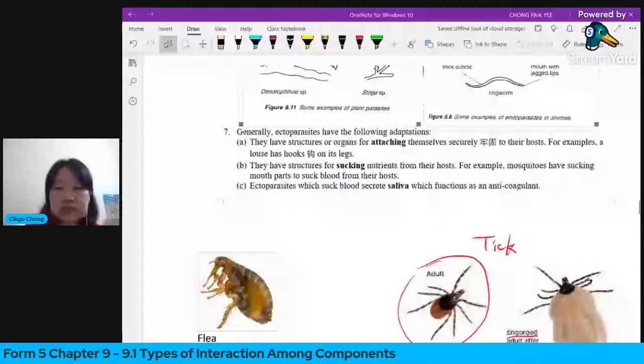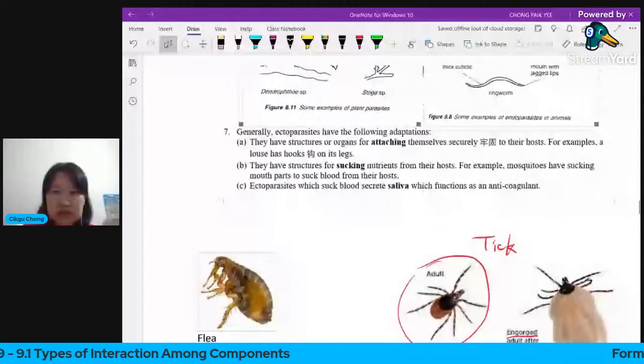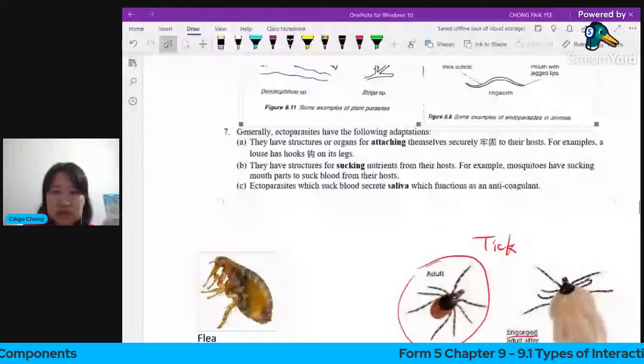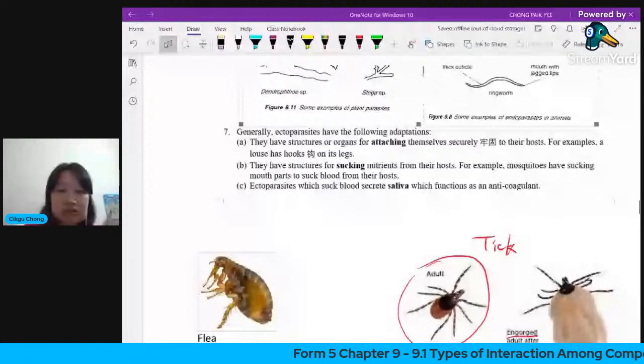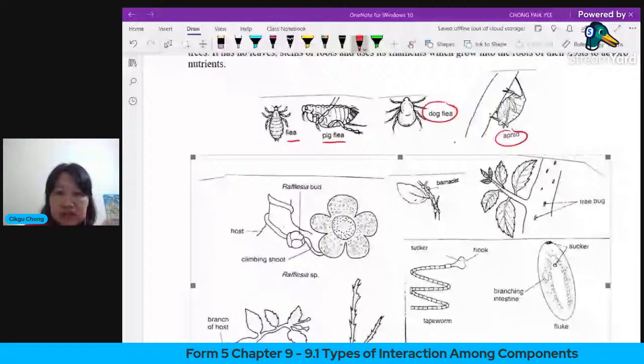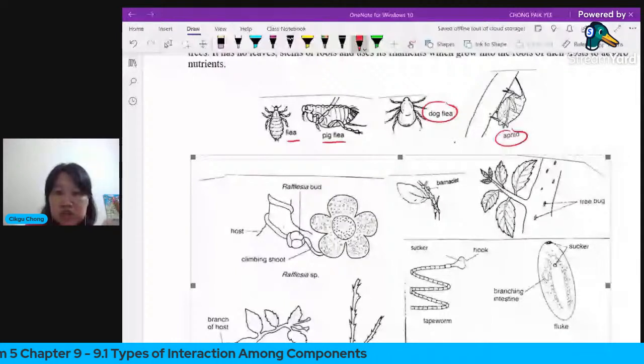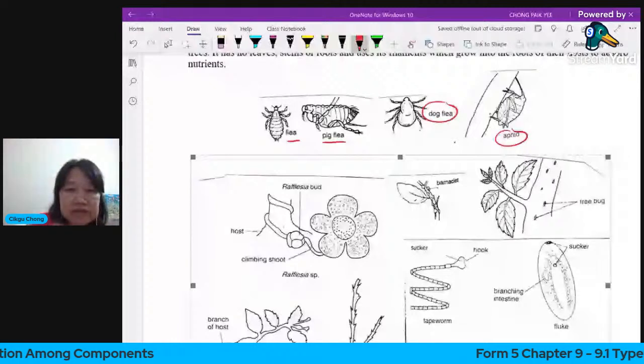Okay, so here's a flea. This is the dog flea that I showed you just now. A flea is normally thinner, right? And they can jump. You can see they have very strong Z-shaped legs, and they can jump up very, very high. So this is Rafflesia. These are other types of plants, right? I don't expect you to remember so many now.